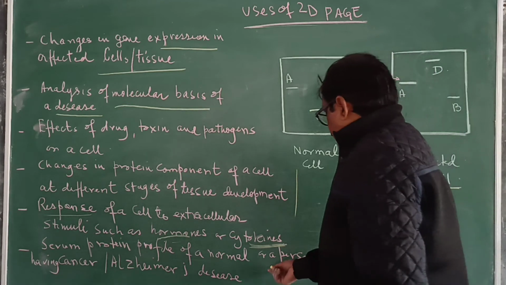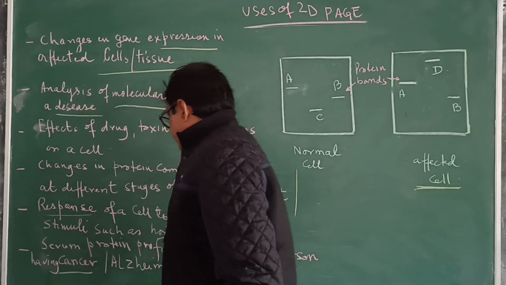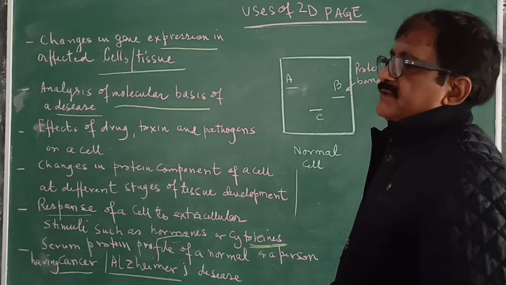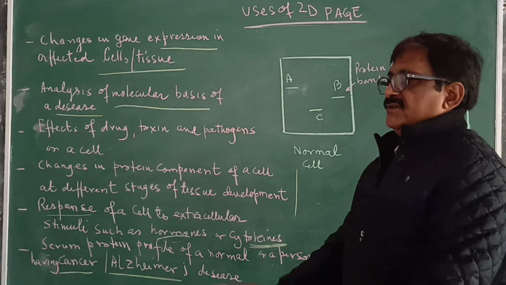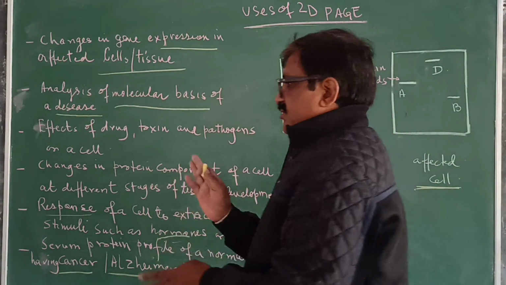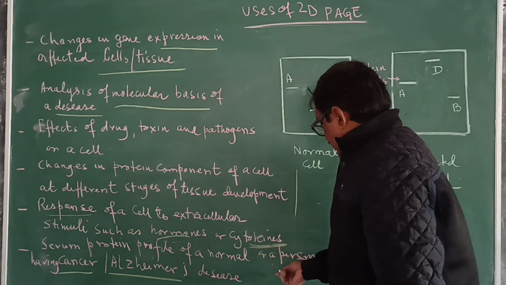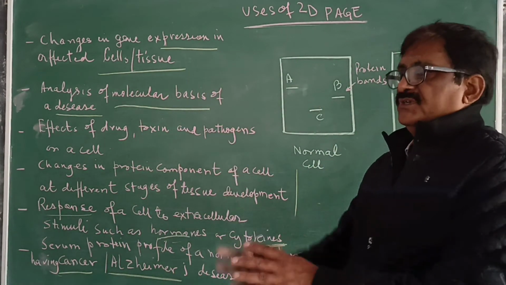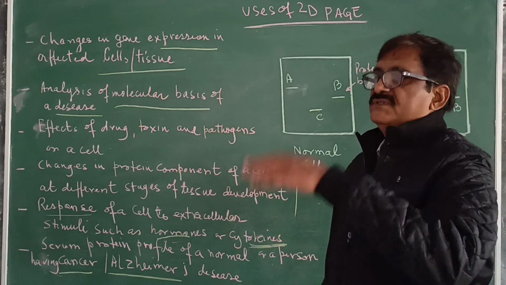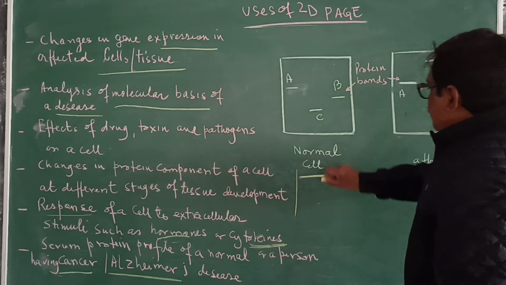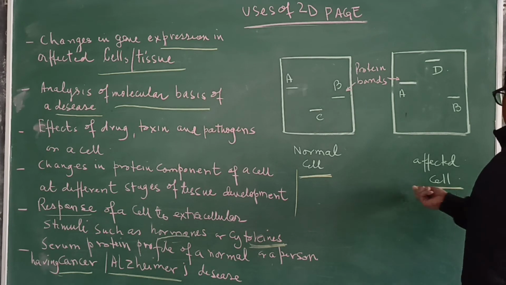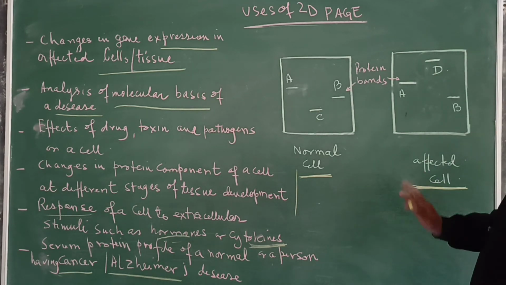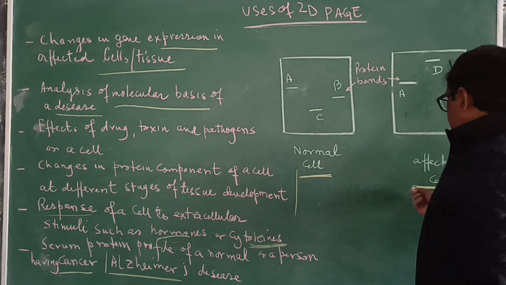Similarly, we can study the molecular basis of a type of cancer or Alzheimer's disease. What causes Alzheimer's disease or a particular type of cancer in a patient can be studied by comparing the proteins present in the blood of a person suffering from the disease with those of a person who has no disease, who is normal. By comparing a normal person's blood protein profile with an affected person's blood protein profile, we can study the molecular basis of that disease in the affected person.